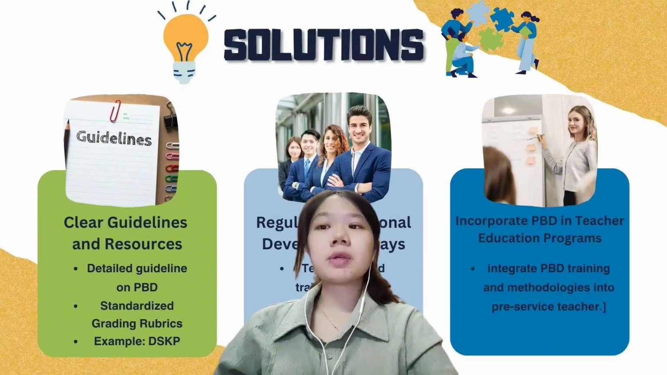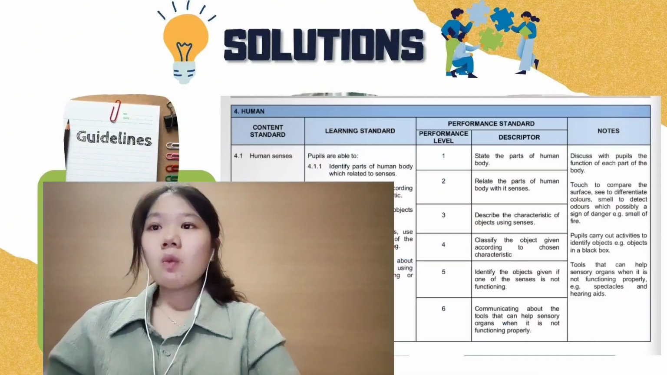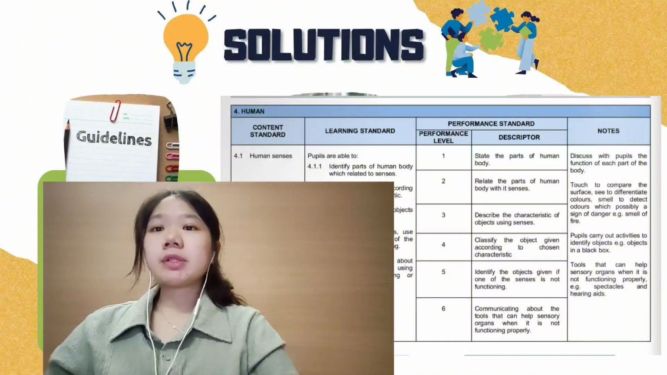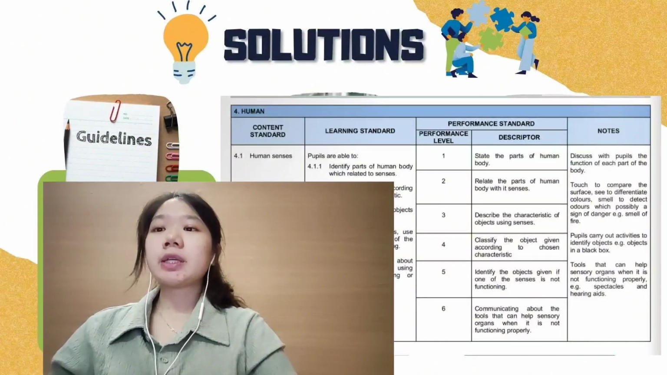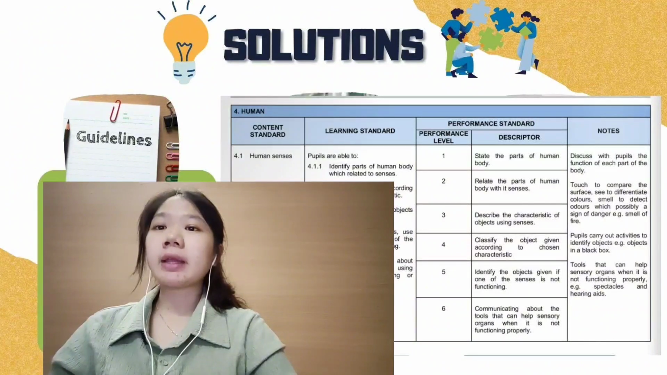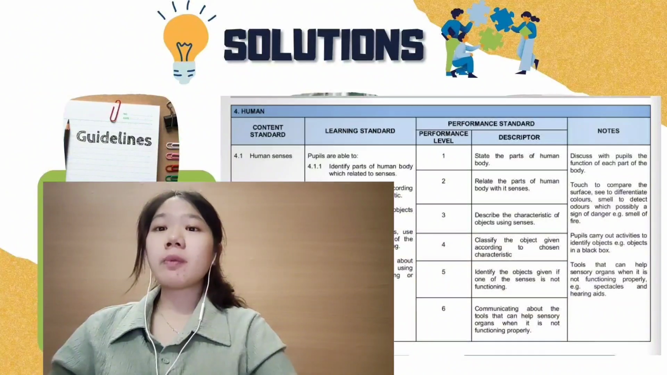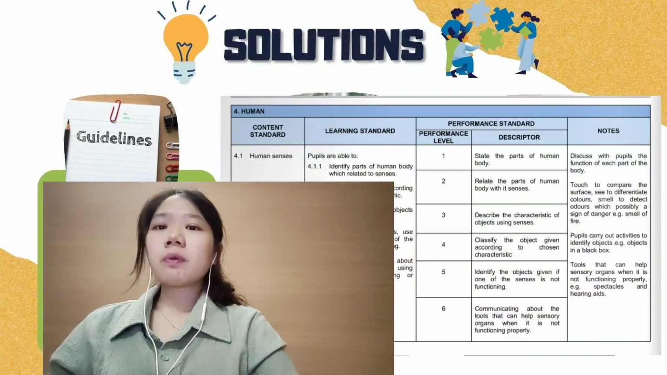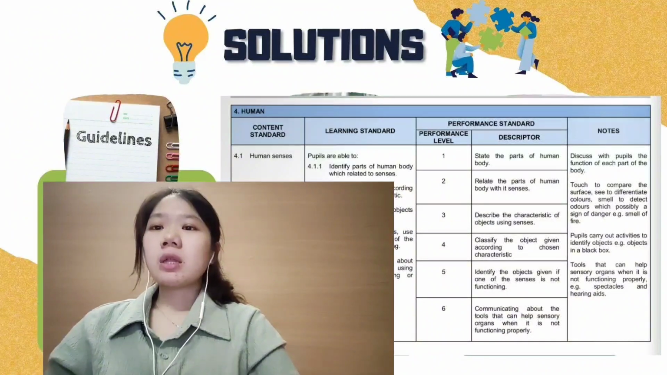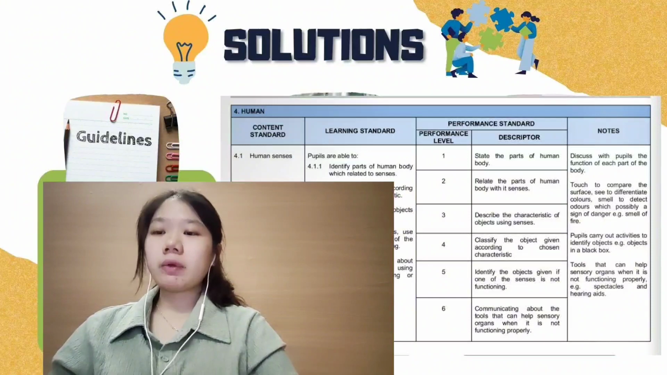effectively in classroom-based assessment. One example of standardized grading resources introduced by the Government of Malaysia is Dokumen Standard Kurikulum dan Pentaksiran, which is known as DSKP. In DSKP, it comprises the content standard, learning standard, and the performance standards. There are 6 performance levels in performance standards. Teachers may grade students by the guideline given.